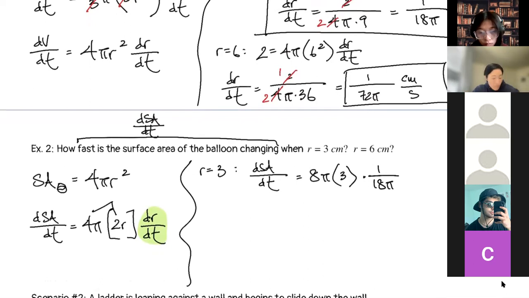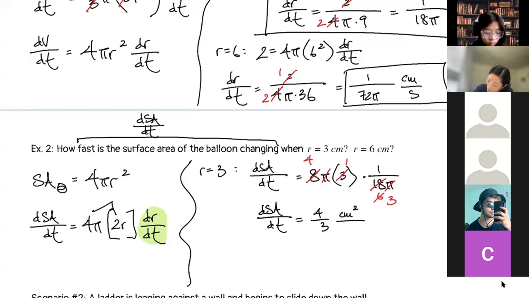And we'll do a little bit of computation here. I think we end up with 1 and 6, and then this is 4 and 3. And so we should end up, oh, the pi's cancel too, my goodness. And we end up with the surface area changes at a rate of 4/3. And the units here will be centimeters squared per second.